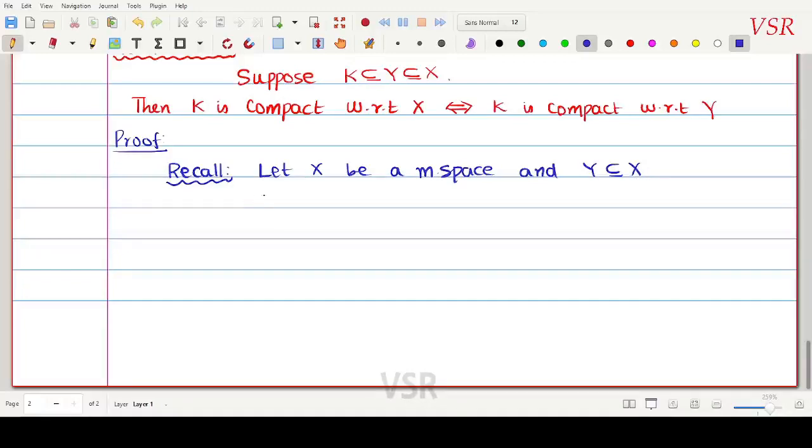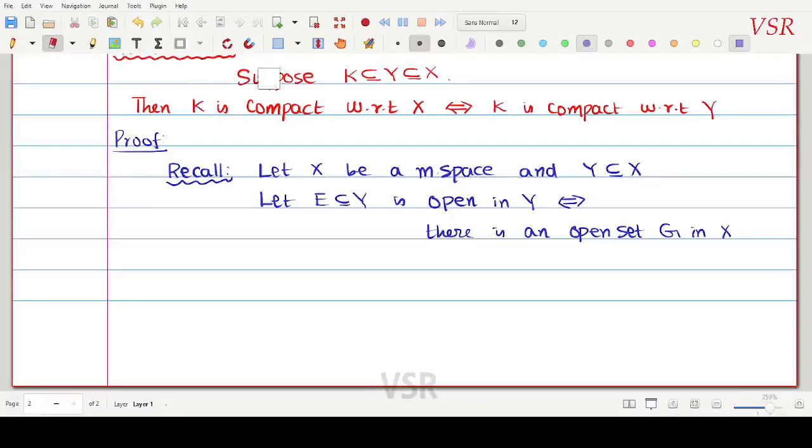இப்போ என்ன சொல்ல போறேன் அப்படினா let capital E be a subset of Y, okay, E is open in Y ஆக இருக்கணும்னா if and only if, என்ன proof பண்ணிருக்கோம் அப்படின்னா, there is an open set G in capital X, open in capital X, such that I can write this capital E, which is nothing but G intersection with capital Y. இப்படி எழுத முடியும். So this is a theorem we have proved in today's class. இன்னைக்குள்ள கிளாஸ்ல we have proved this theorem.